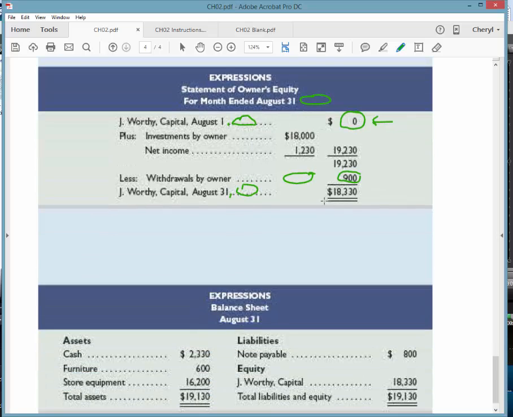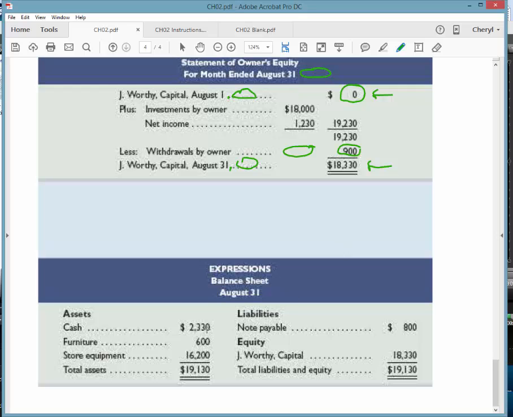Okay, once we've found the capital balance on your statement of owner's equity for the end of the period, then it's time to create your balance sheet. List all of your assets. On your very last asset, draw your line, add them up. Liabilities, there was only one liability, so notes payable, and then the capital amount that you used right here, and then the totals should balance out. If they do, double underline. Start off each column with a dollar sign, end each column with a dollar sign.